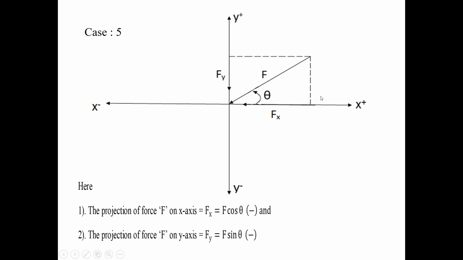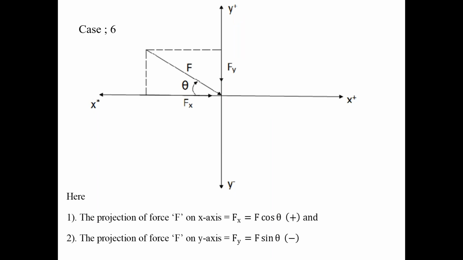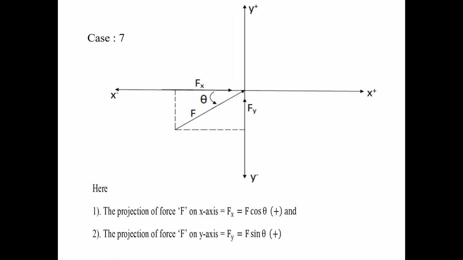So this Fx is the negative projection, Fy is the negative projection. Then the sixth condition. In this sixth condition, Fx is positive projection because the projection Fx direction is towards the positive x-axis. So Fx is positive projection, Fy is negative projection. Condition 7. Fx is a positive projection because the direction of Fx is towards the positive x-axis. Fy is negative projection because Fy projection direction is towards the negative y-axis.